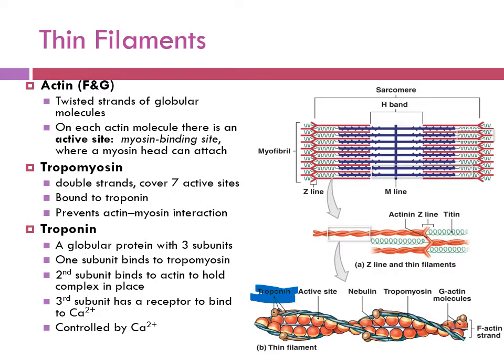The troponin, one of those 3 subunits, binds to the tropomyosin. The second one binds to the actin to hold the tropomyosin and the troponin in place to the actin. And then the third one is a free receptor, and it is sensitive to calcium. It's a calcium receptor.